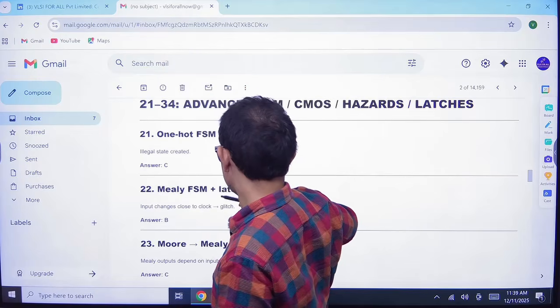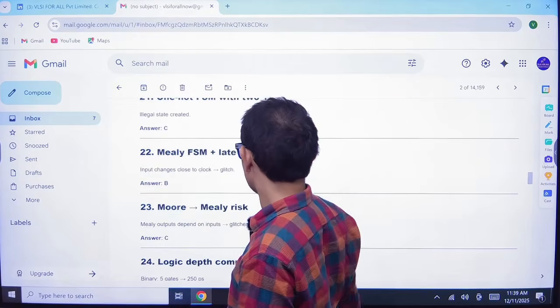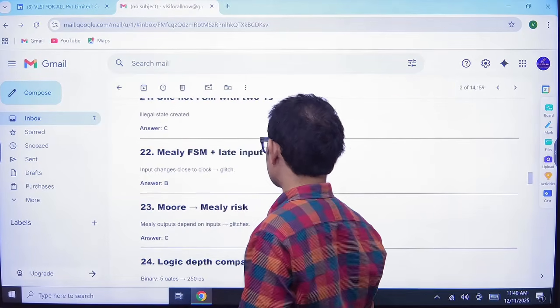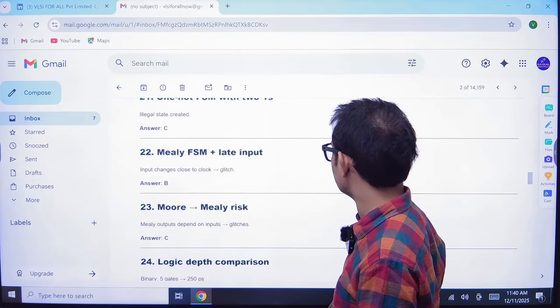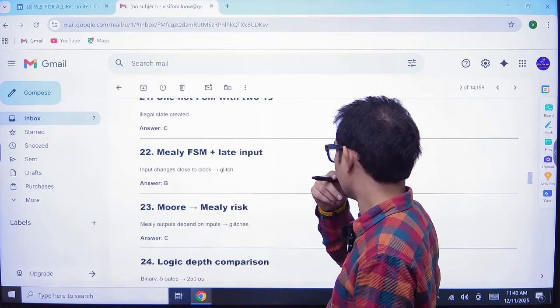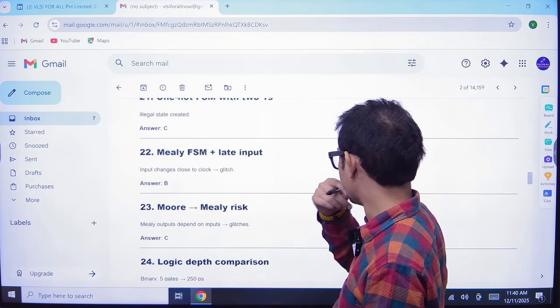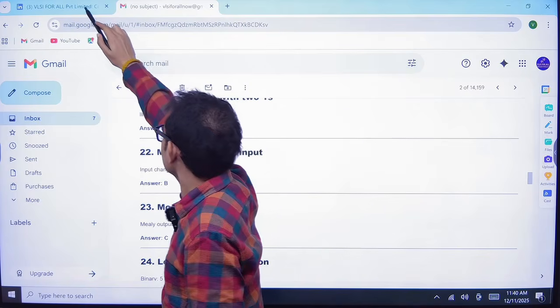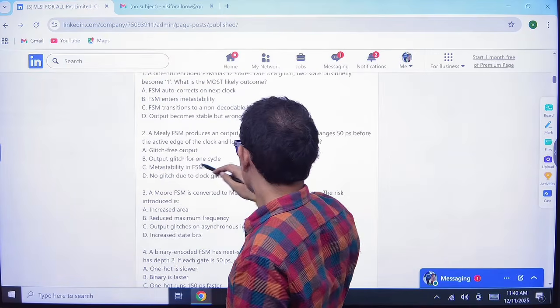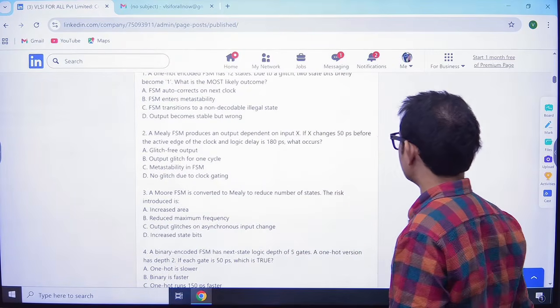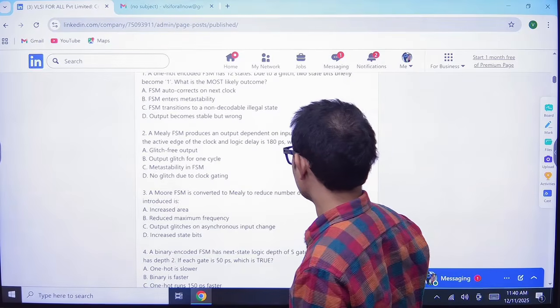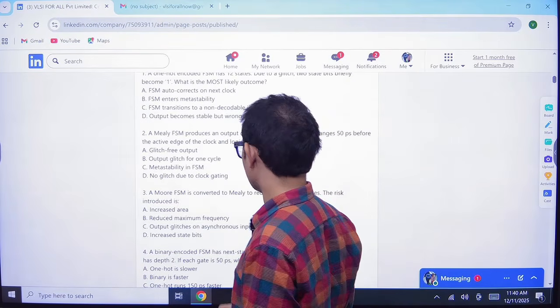Glitch will be there. So input changes clock, the answer is B. FSM plus late output, okay, glitch will be there. Glitch for one cycle. Yeah, glitch will be there.